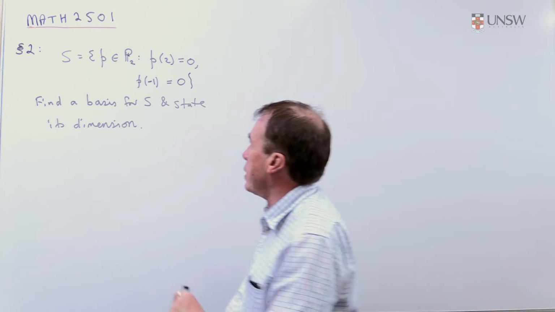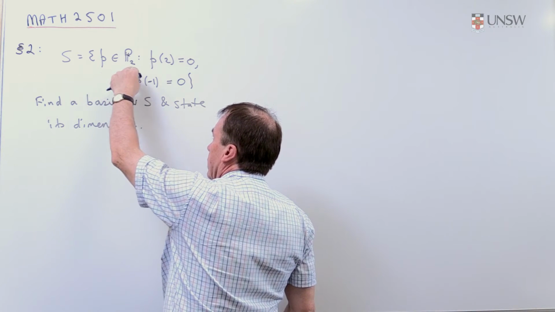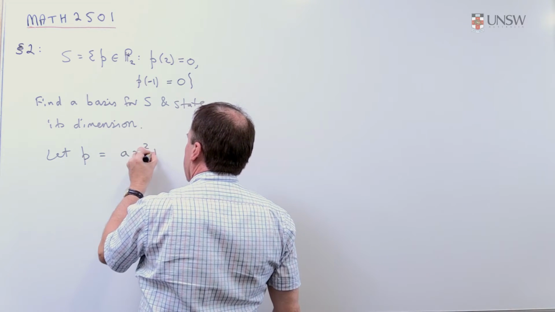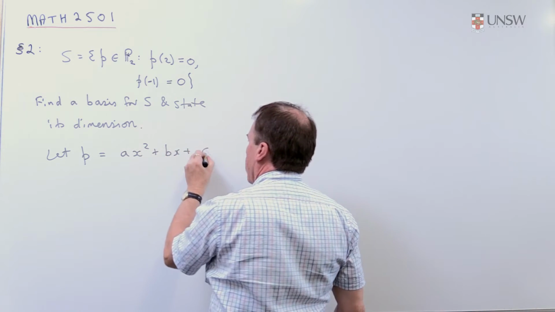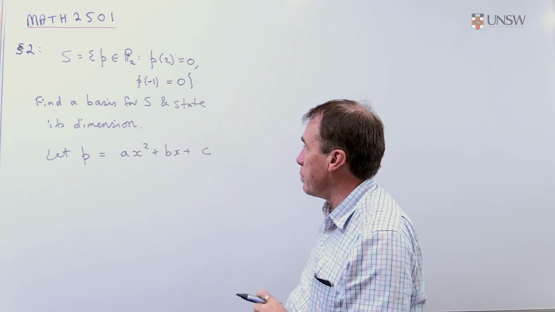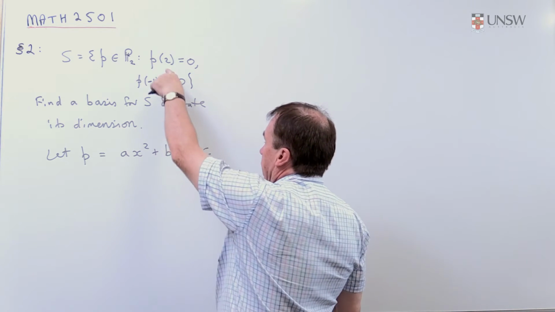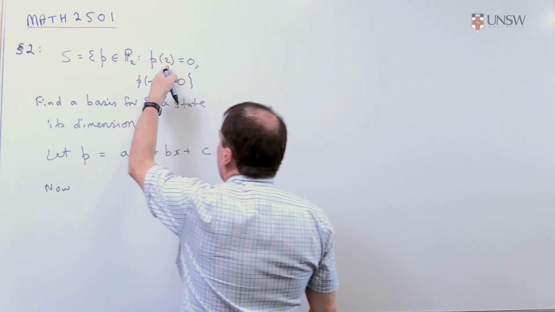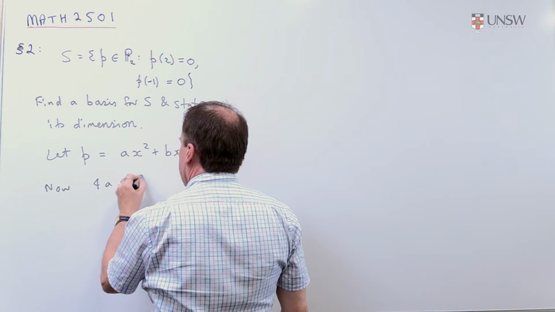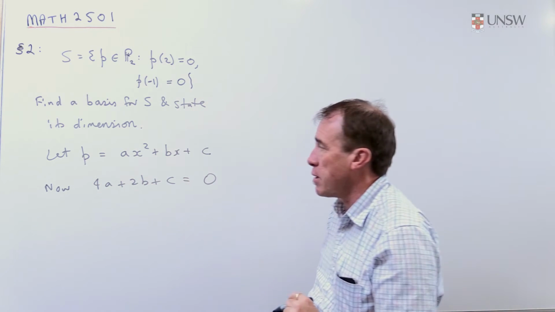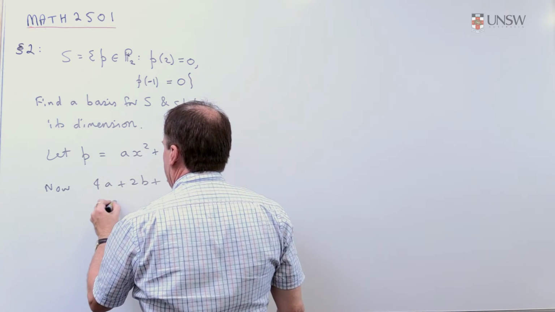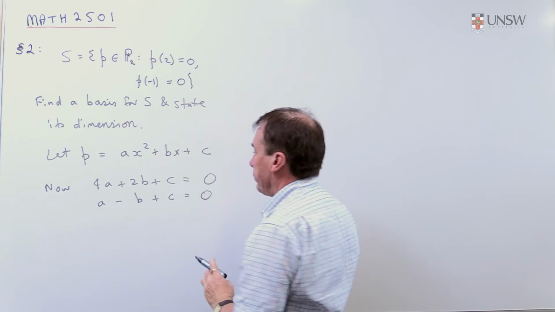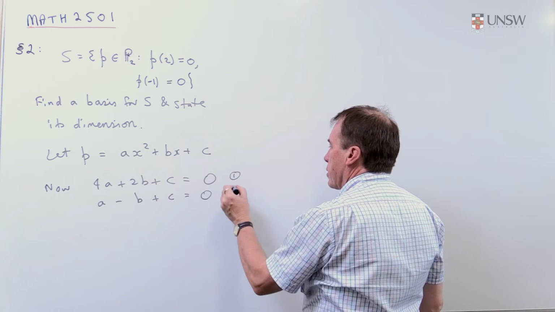So the way I'm going to do this is I'm going to write down my general object in P2, and that's just going to be a polynomial of degree at most 2. So there it is, ax squared plus bx plus c. Now I'm going to use the fact that I know what p of 2 and p of minus 1 is. If I plug in 2, I get 4a plus 2b plus c, and that's got to be 0. If I plug in minus 1, I get a minus b plus c, and that's got to be 0. And so I end up with these two equations.